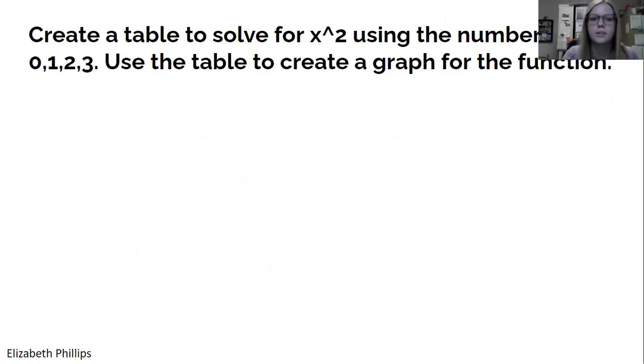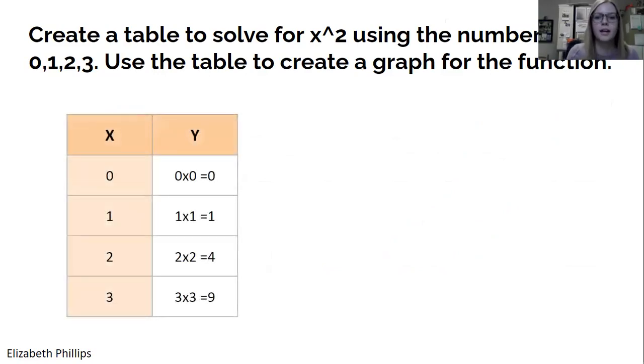Okay, Elizabeth. Create a table to solve for x squared using the numbers 0, 1, 2, and 3. Use the table to create a graph for the function. So what I went ahead and did, I created a table for my x and y, and I just plugged in some random points for my x: 0, 1, 2, and 3.